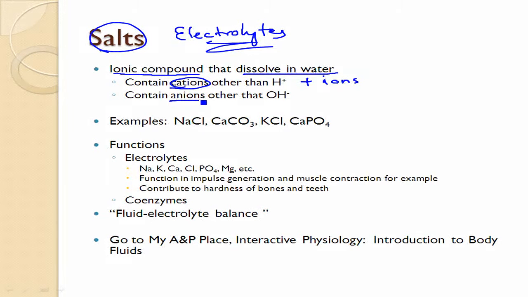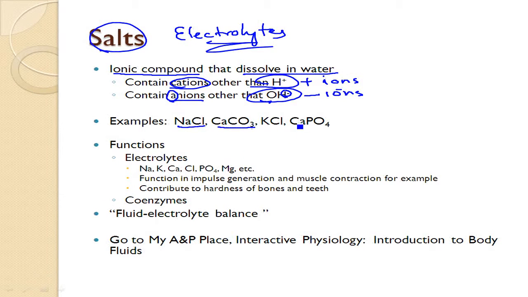And anions, think an being to take away from or negative. Anions are your negative ions. But notice that we say other than hydrogen and other than hydroxide because our acids and bases are going to ionize to release hydrogen cations or hydroxyl anions. The salts release other positive and negative ions that are not the hydrogen or the hydroxide ions. Some examples. We've already done an example with sodium chloride.